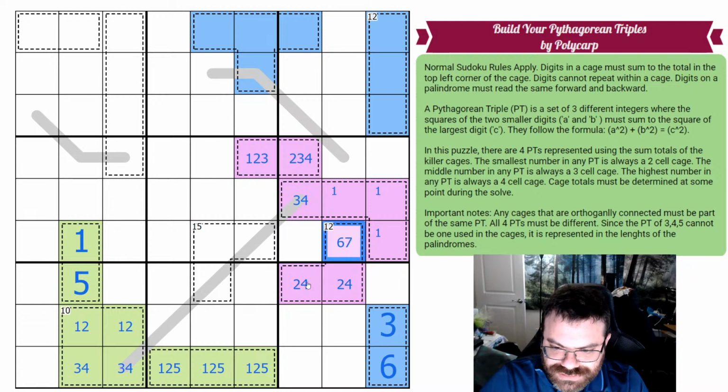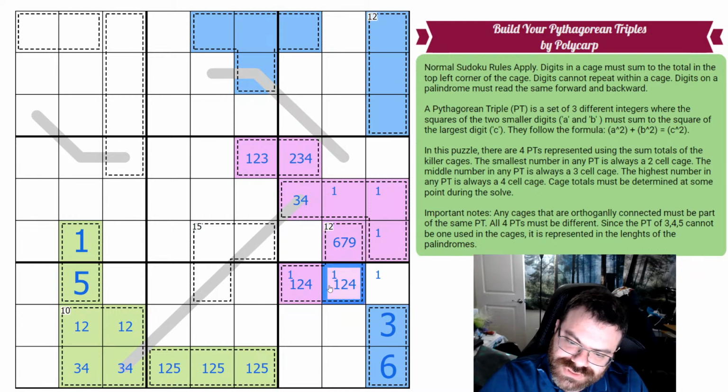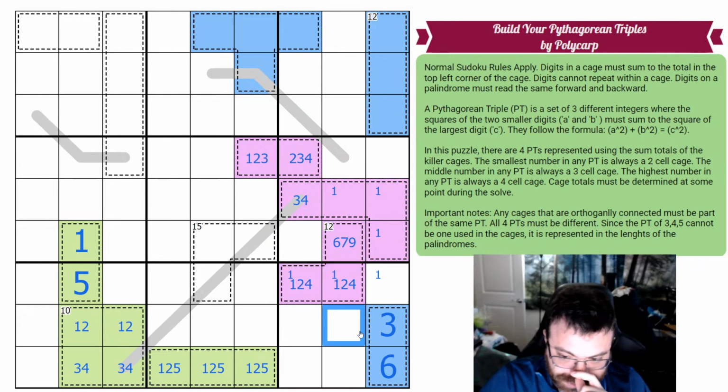If this were 7, this would add to 5. It could be 1, 4. In fact, we need a 1 up here somewhere. What was the thing? 5? 1, 4 can't be 2, 3. 8 would add to 4, but we can't do that because we can't do 1, 3. And 9 would add to 3, so that would be 1, 2. So this is quite limited, actually.